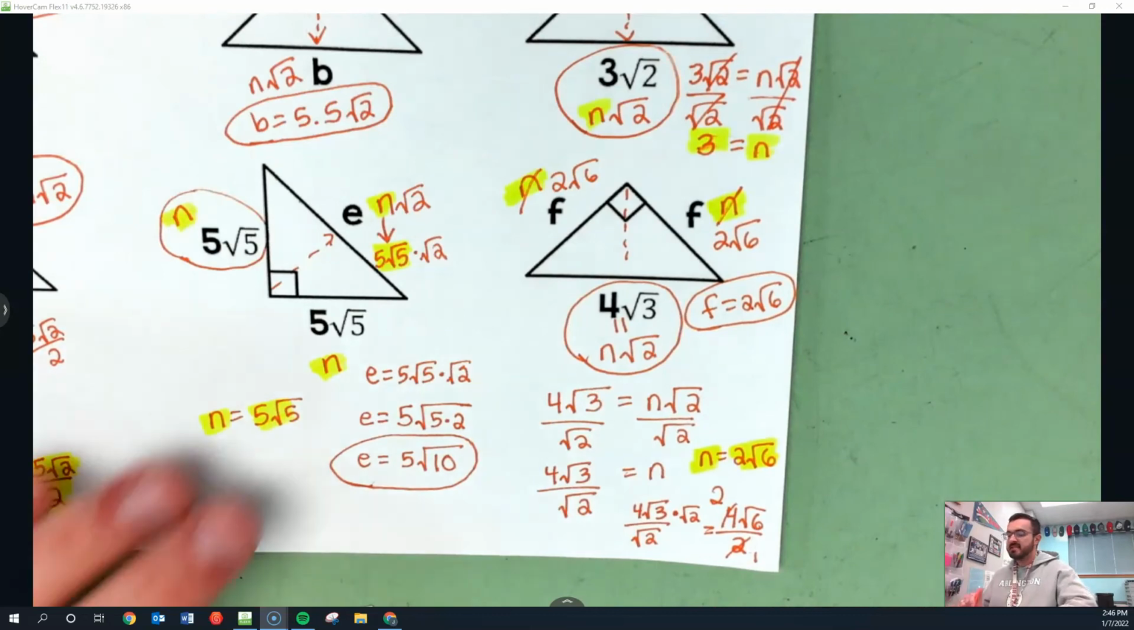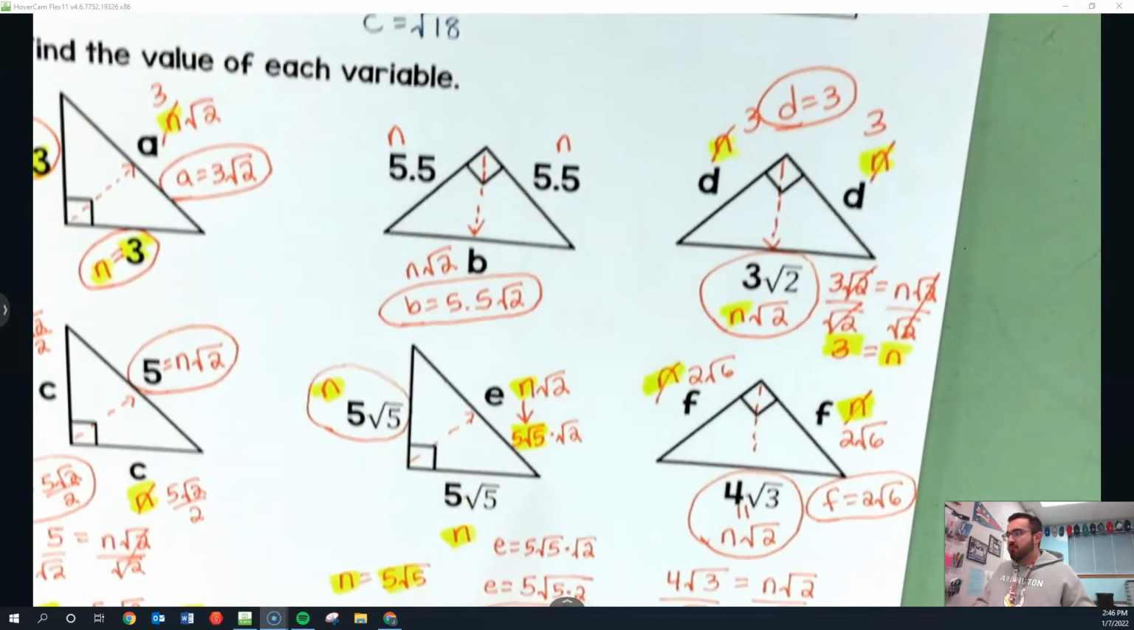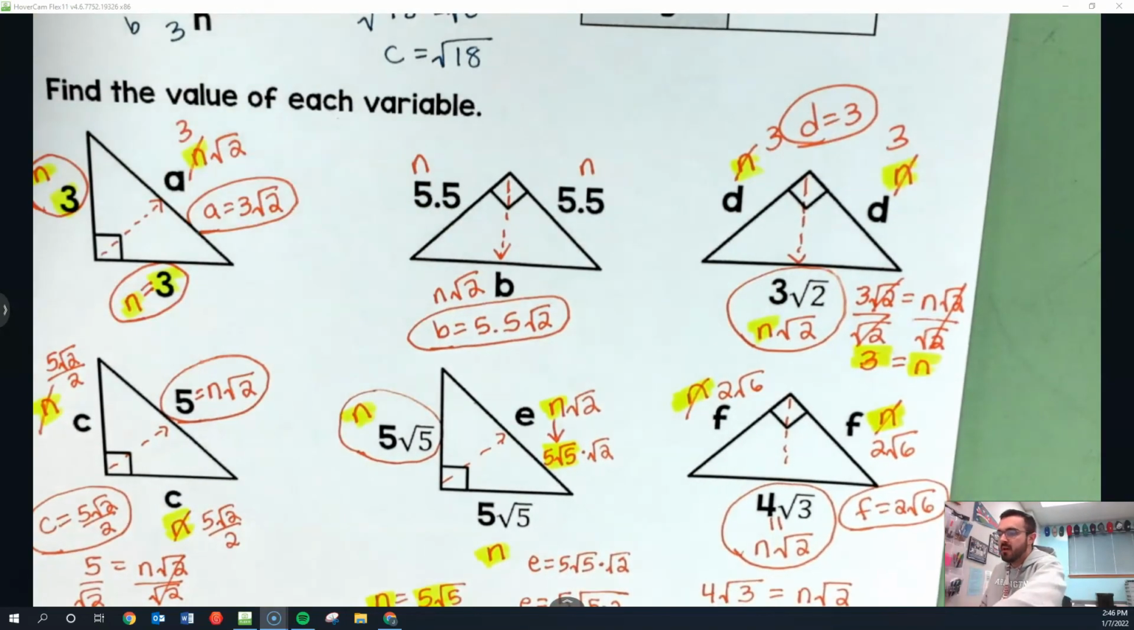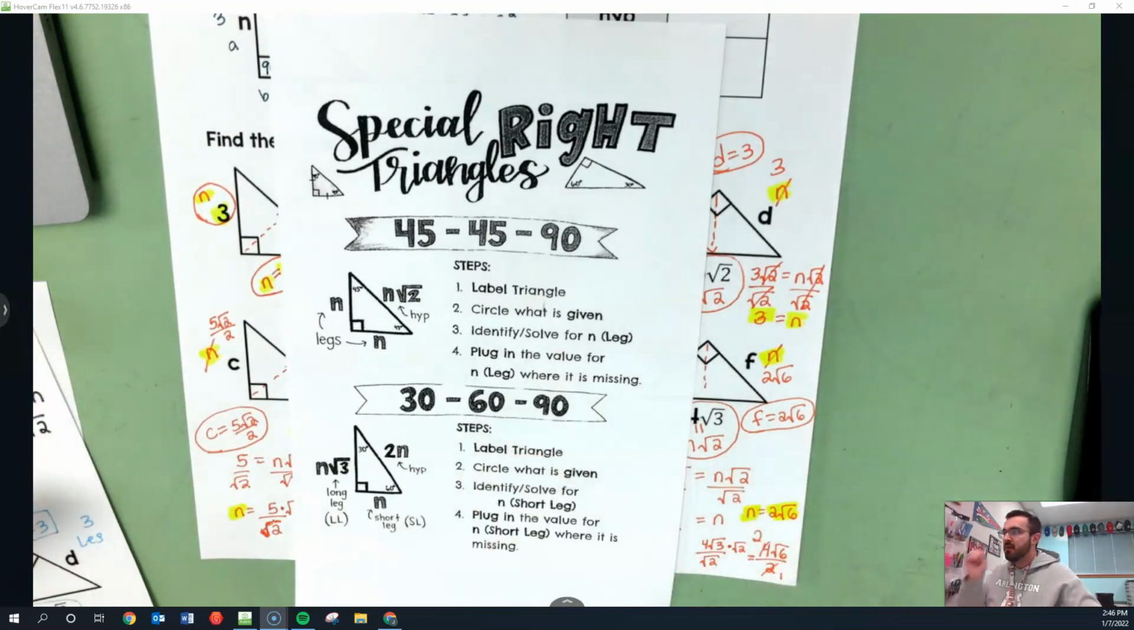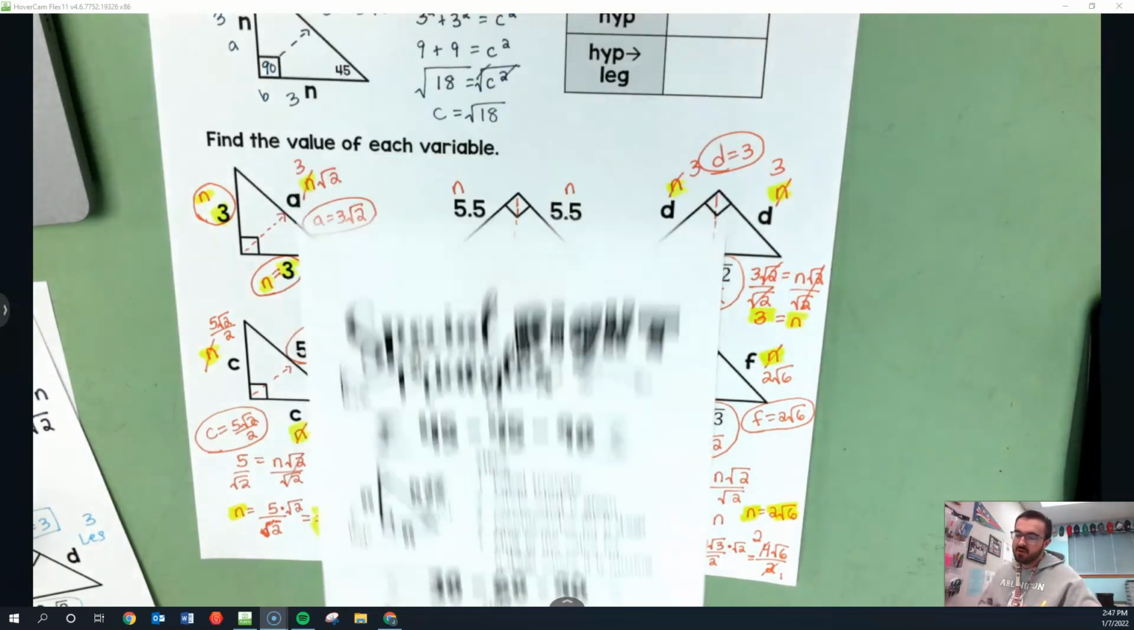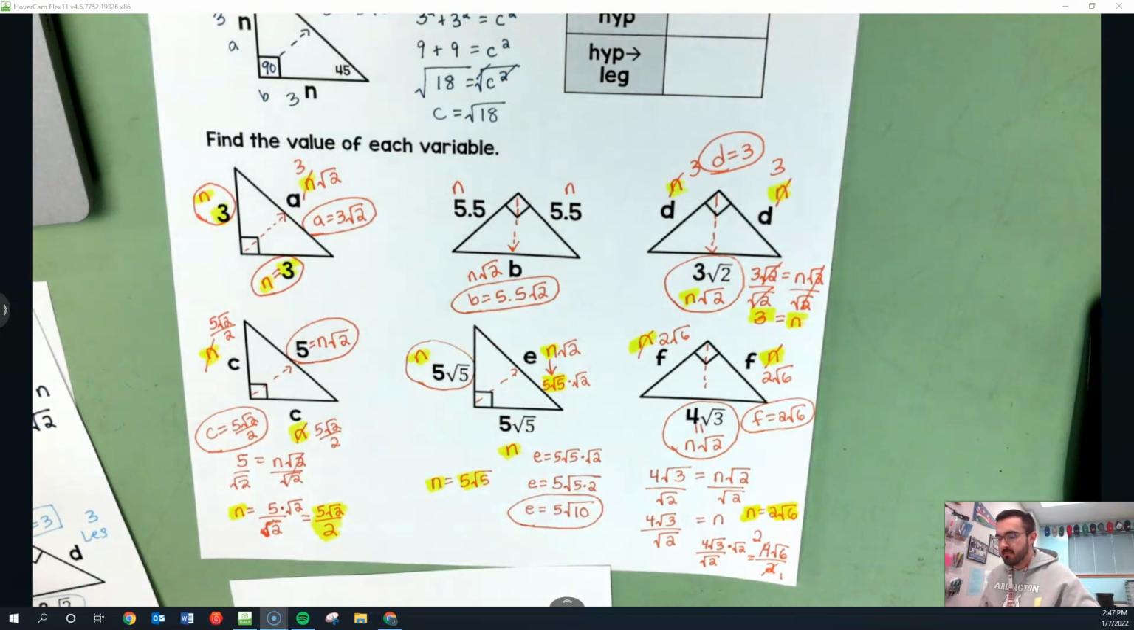Okay? So guys, like I said, I really think the steps help you a lot. So if you have not taken a picture of these steps, do so now. The 45, 45, 90 steps. You're going to label the triangle, circle what is given, and then identify and then plug in. Okay, don't overthink it. It's not as bad as you think.